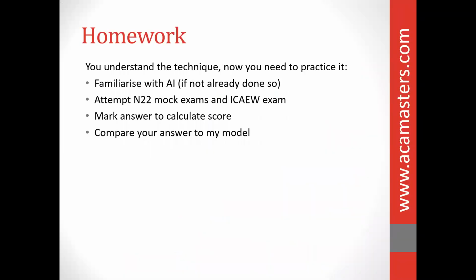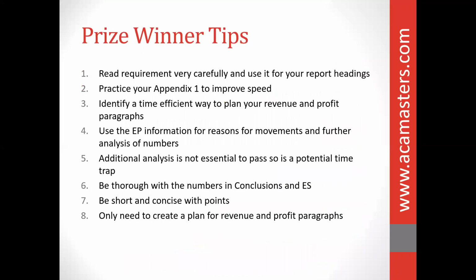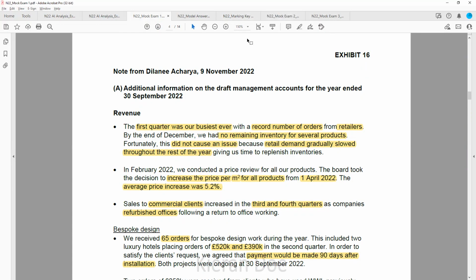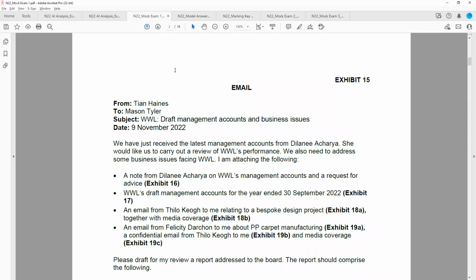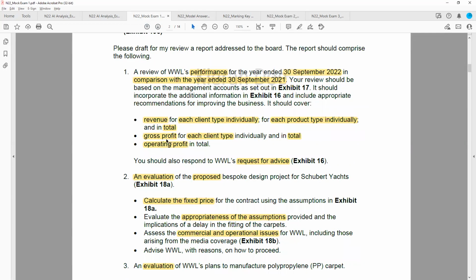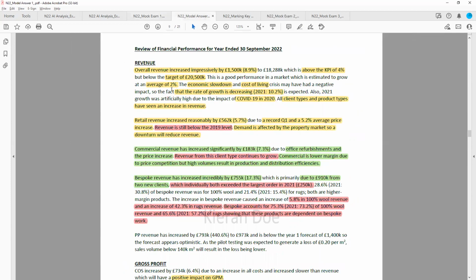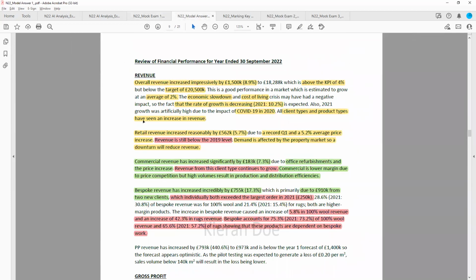So then in terms of my overall tips for requirement 1, and we've obviously seen most of these throughout the class, but just to recap before you go away and do some question practice, make sure you read the requirement very carefully and use that for your report headings. You obviously saw me doing that in the exam. I focus very carefully. Like I said, it's really important to read this carefully and use this as your headings, because this will direct you as to where to focus, and this is how you should structure your report.